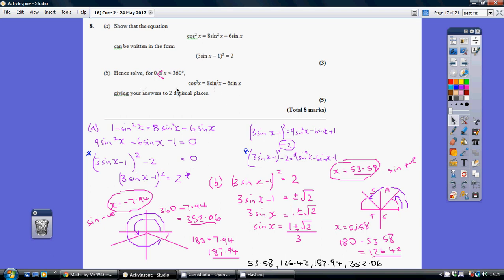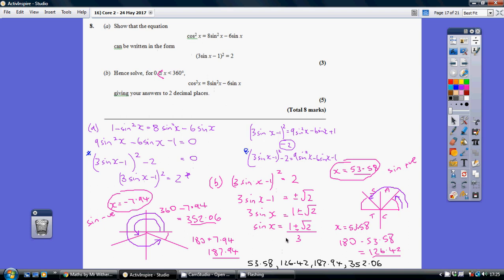Now for part B, hence solve this. So it says hence, so we've really got to follow this. In part A, we saw that this can be written as this, so clearly we have to be using this as our starting point. So 3 sin x minus 1 all squared equaling 2 for this range of values of x. So square root both sides, so we get this equaling plus or minus root 2. Add 1 to both sides and then divide by 3. We get this as our means of working out what sin x is.